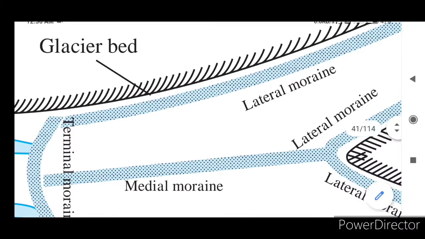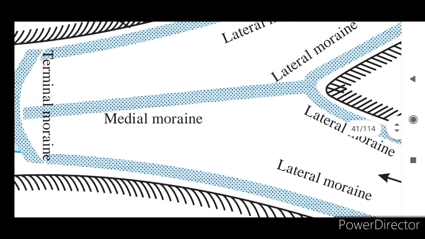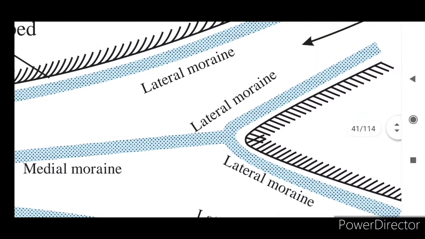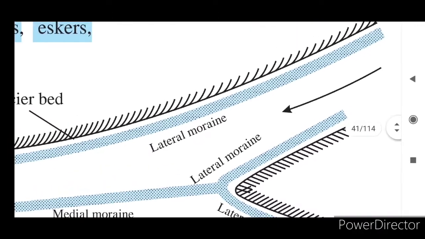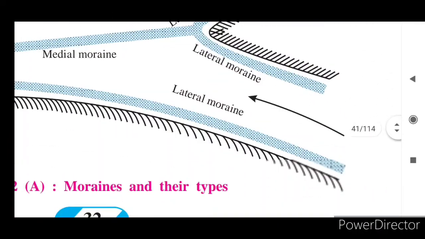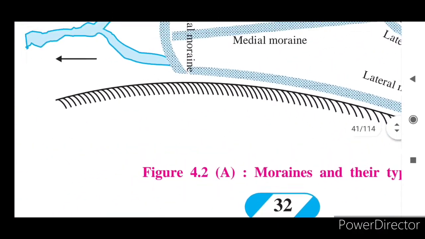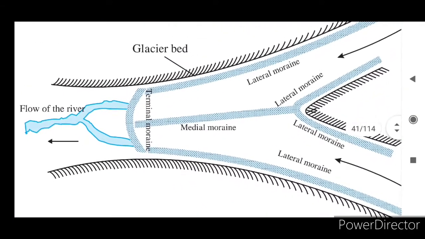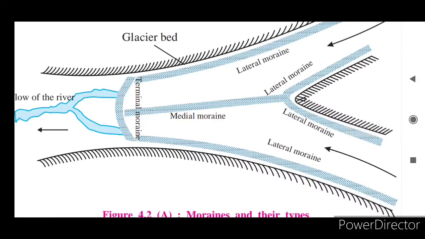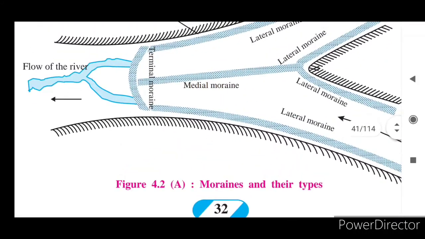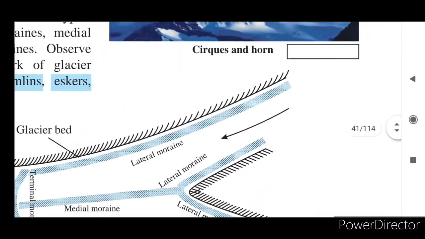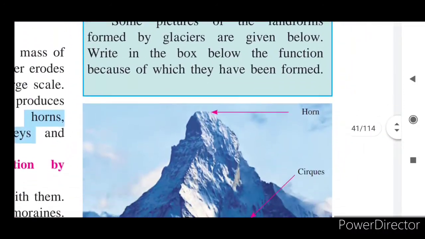Next, here on both the banks, that is the lateral moraine, at the corner or the bank of the glacier. So in this way moraine types are decided as per the location, or it depends on the location where it has been deposited. I hope you understood this. Now we will see the figures.